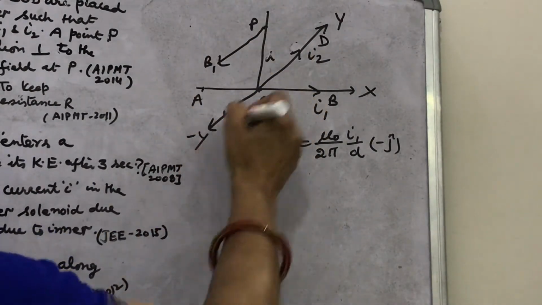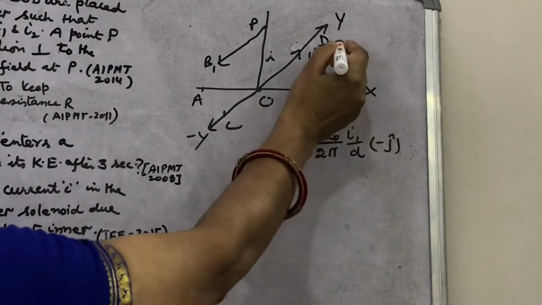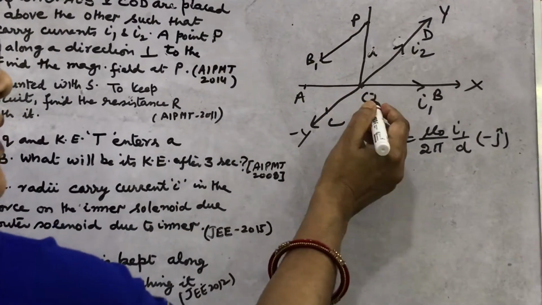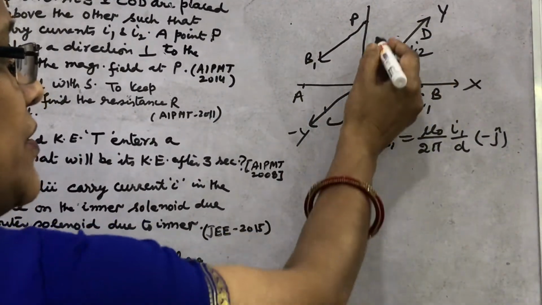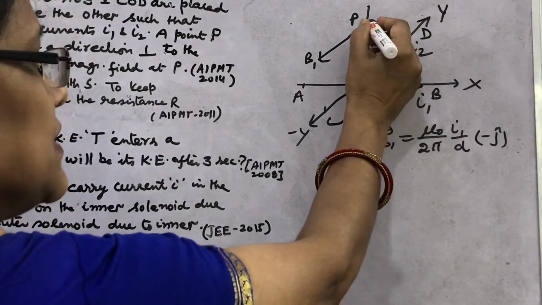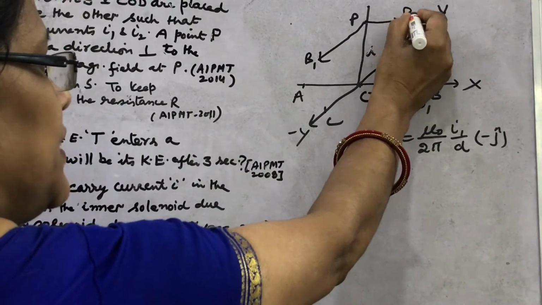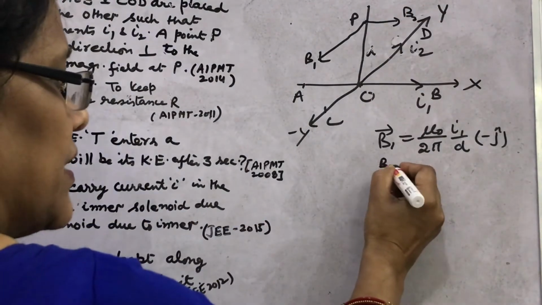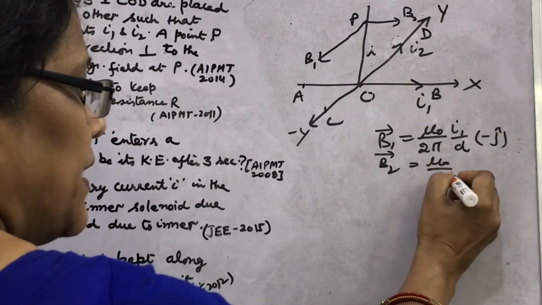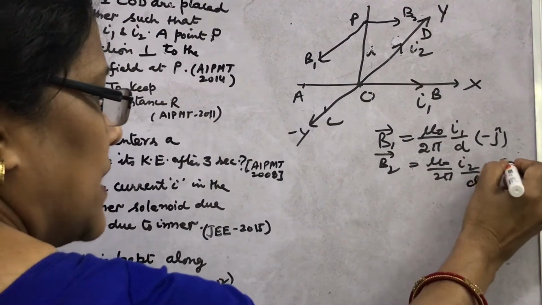At the point P, due to this current carrying conductor I2, look, these x, y, z axes are perpendicular. So, at the point P, due to the current I2, the magnetic field will be along the plus x axis. It will be like this. Suppose this is B2. Similarly, you can write B2 as mu naught upon 2 pi, I2 upon d, and this is plus i cap.